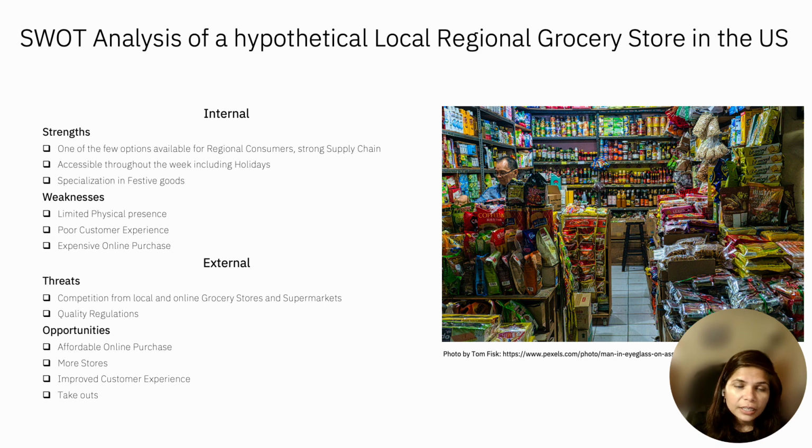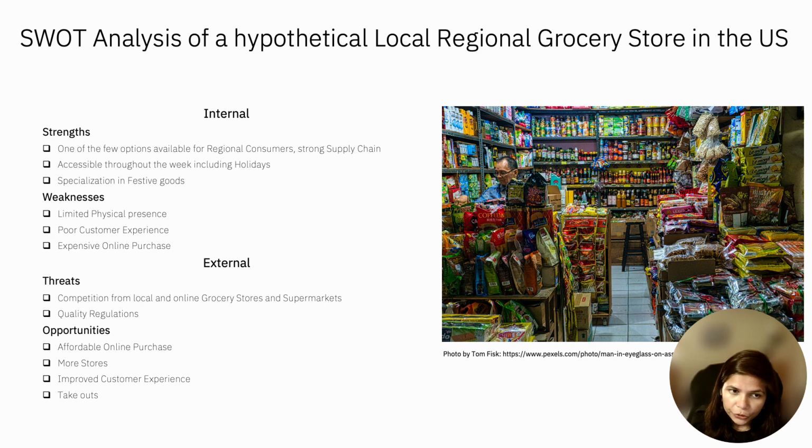So competition can be one threat, and the other could be quality regulation. So as I was pointing to, if the store is selling something which is old stock or is not fresh, then if some quality regulations happen, that can lead to some license cancellations or any other consequences of that sort for that store.